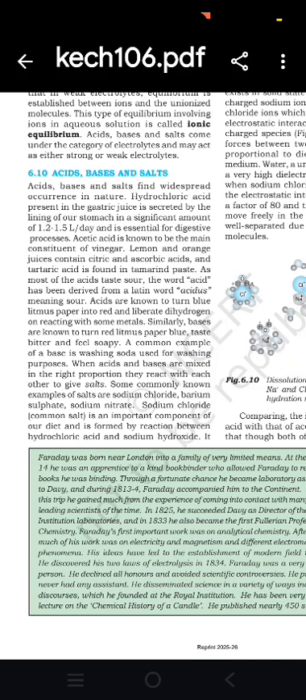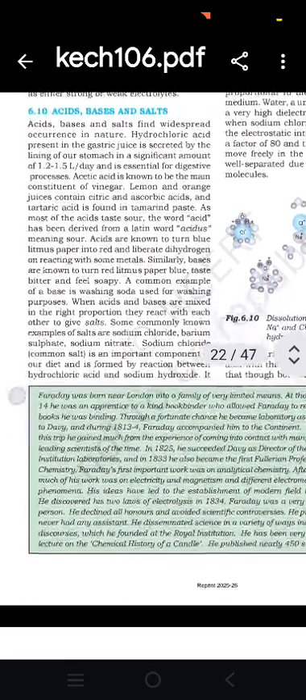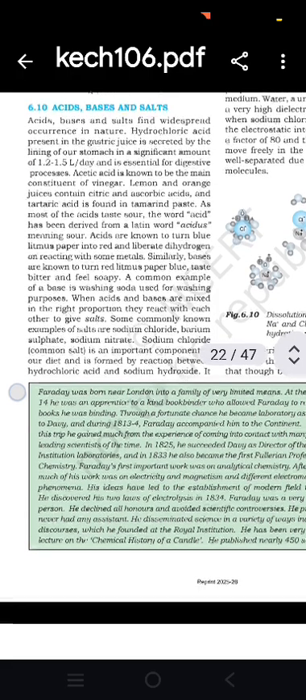Acids, bases and salts find widespread occurrence in nature. Hydrochloric acid is present in gastric juice secreted by the lining of our stomach in significant amount.